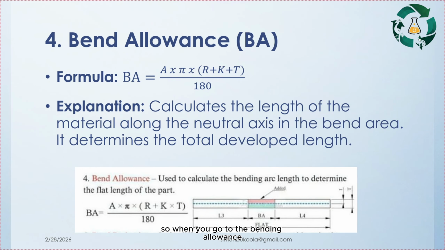So when you go to the bending allowance, which is the arc length added to the flat pattern to account for the bending along the neutral axis, its formula is the bending angle times pi times (R plus K times T) divided by 180, where we have R as the inside bending radius, K the K factor, and T as the thickness of the material.